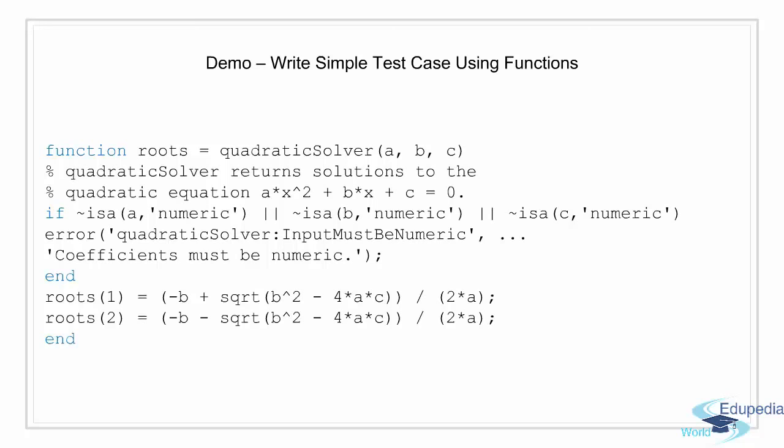The code first checks whether the coefficients are numbers. If not, it will generate an error and terminate. If they are numbers, it will go on to find the two roots of the equation and return the numeric array of roots to the calling function.